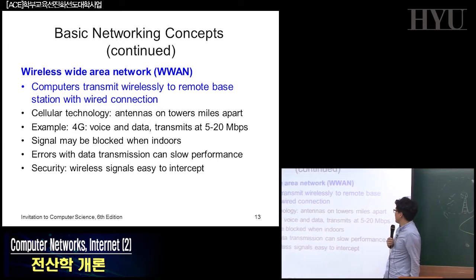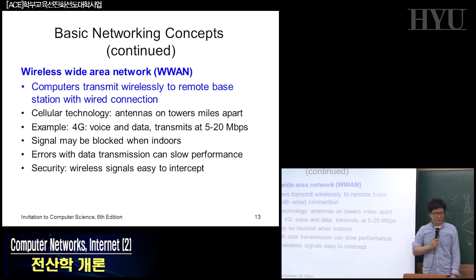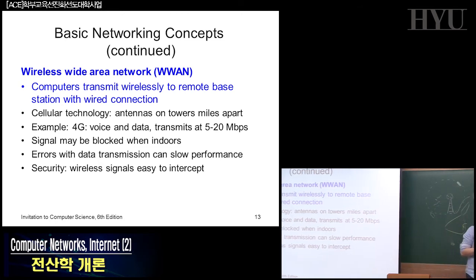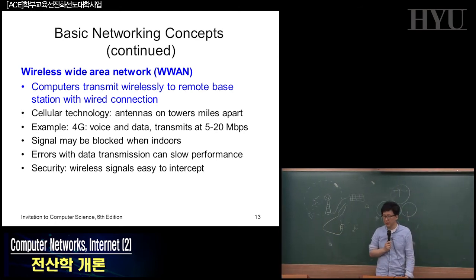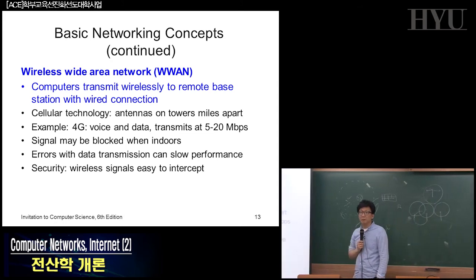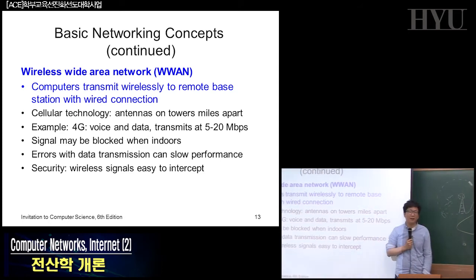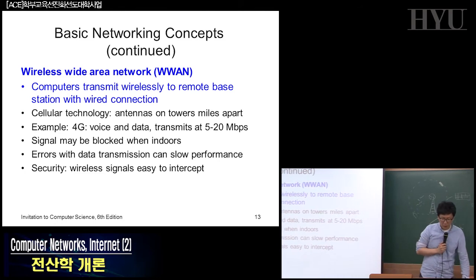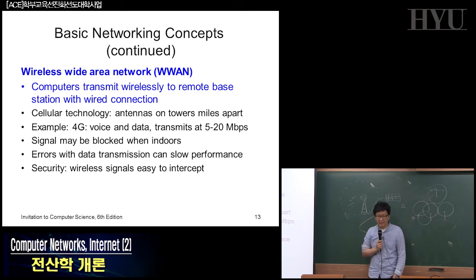4G voice and data transmit over LTE, 5 to 20 megabits per second, probably LTE plus. I'm not so sure about LTE plus. They say it's a plus, but I think it's more of a marketing term. So LTE could be more than 20 megabits per second. Signals may be blocked when indoors. Inside the buildings, those are the difficult places. Errors with the transmitted data can slow performance. A lot of factors play a role in this type of network.